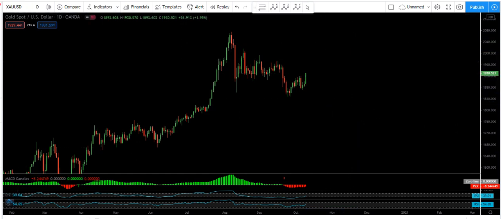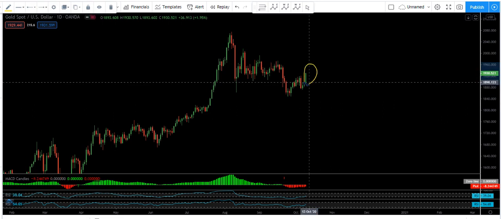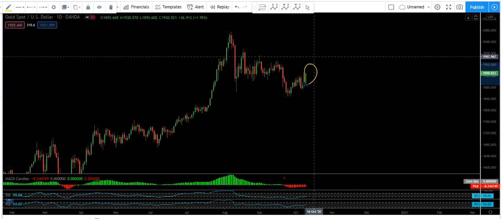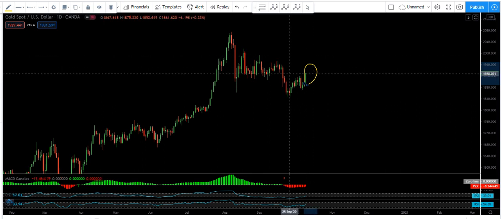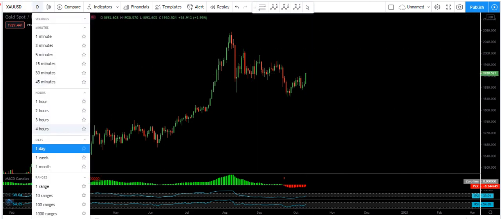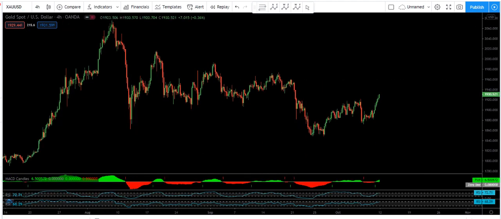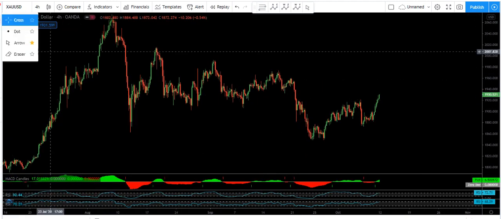Since we had this sharp move on Friday, now we need to wait for next week when the market opens, and we see how the continuation is. Okay, we don't have any trade setup based on the daily. We need to see the correction before we make a decision. That's why we move to a lower time frame. We see how we can trade it based on the 4-hour chart.